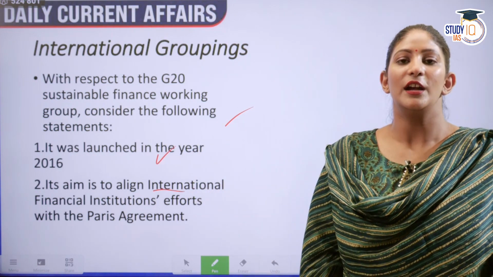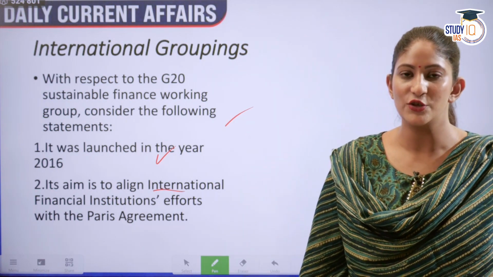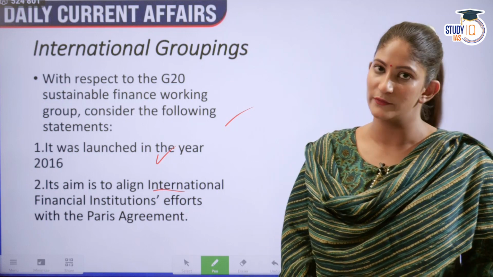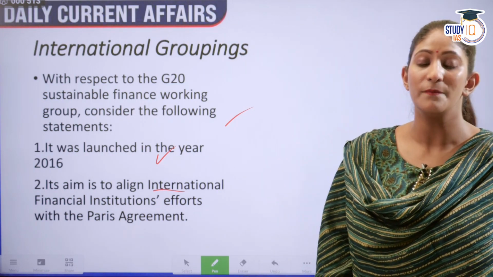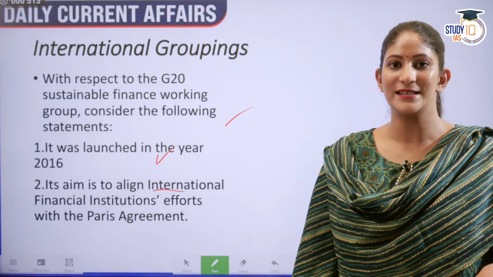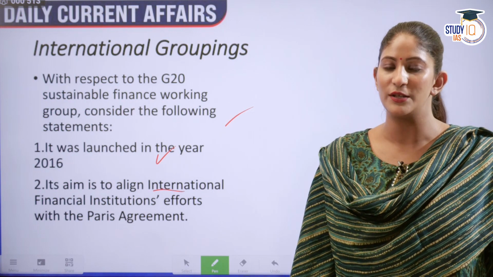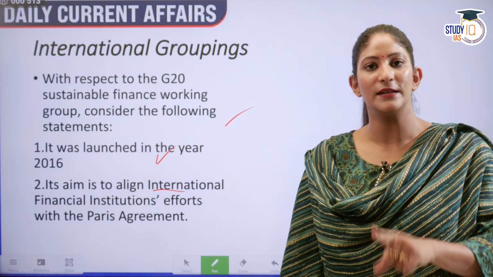And yes, it wants to mobilize financing for the green technologies, and that should align with the Paris Agreement of 2015. The first and second both are correct. That means we must keep the global temperatures preferably below 2 degrees Celsius, if we compare it to the pre-industrial level, but at or below 1.5 degrees Celsius.